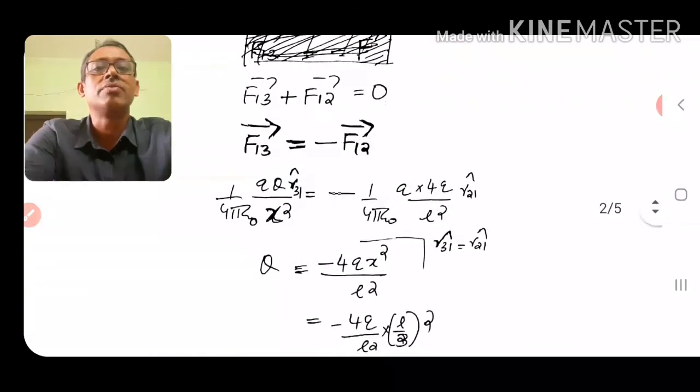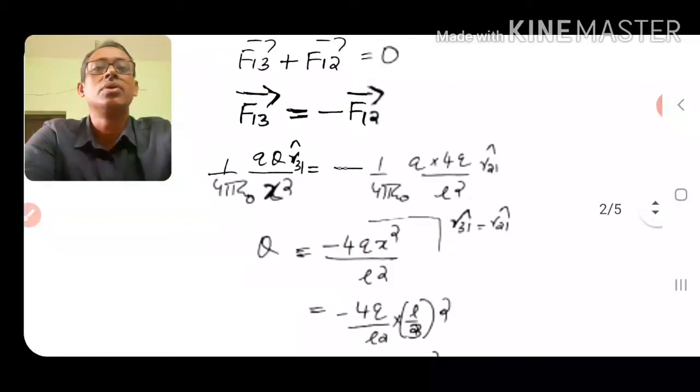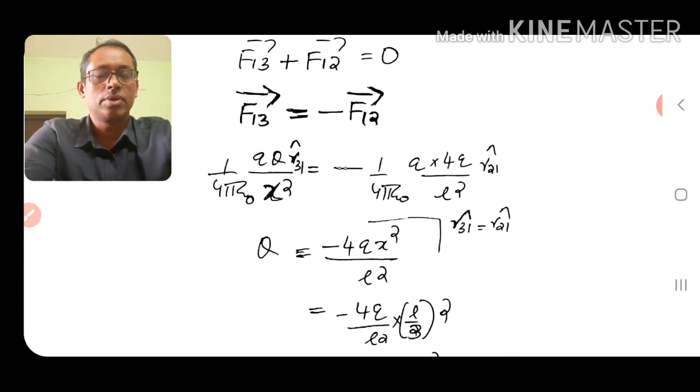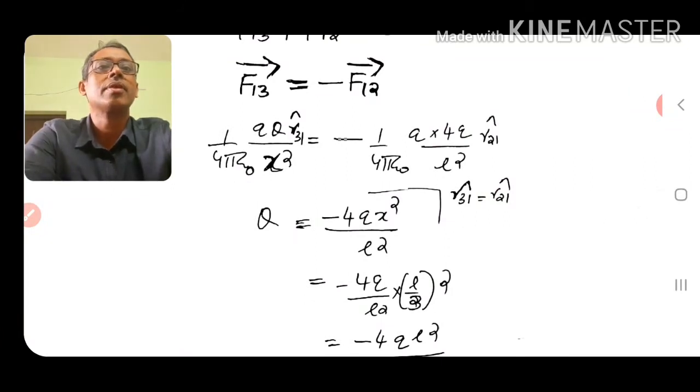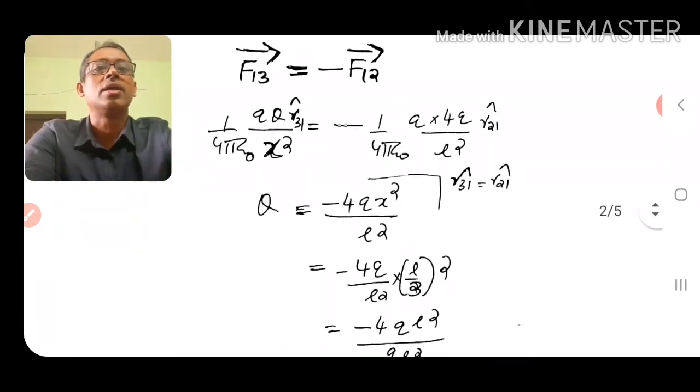F13 is 1 by 4 pi epsilon 0, q capital Q over x square, R31 unit vector, and F12 is 1 by 4 pi epsilon 0 q times q by L square, R21. L is the distance between the first charge and the second charge, and we know R31 and R21 are in the same direction. R31 is a unit vector from 3 to 1. R21 is a unit vector from 2 to 1. They are in the same direction, so they are equal.